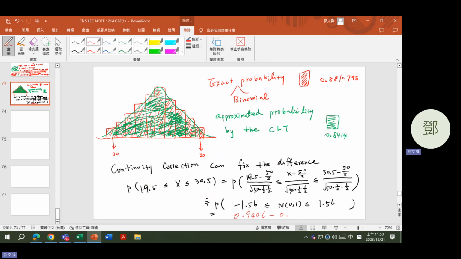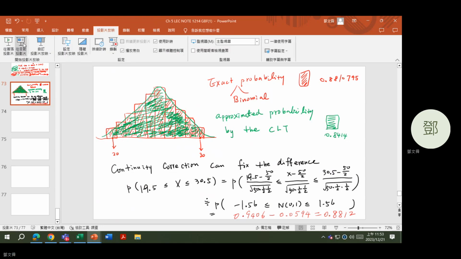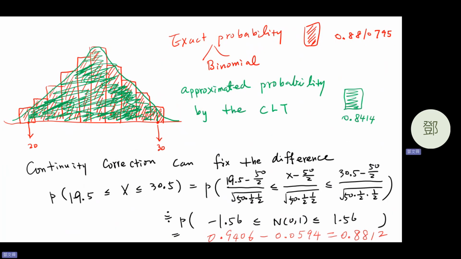Minus 0.0594. All right. Let me finish. It is equal to 0.8812. Now, after continuity correction, it is much better. Is it much better? So what's the difference? Please tell me. What's the difference? The continuity correction?